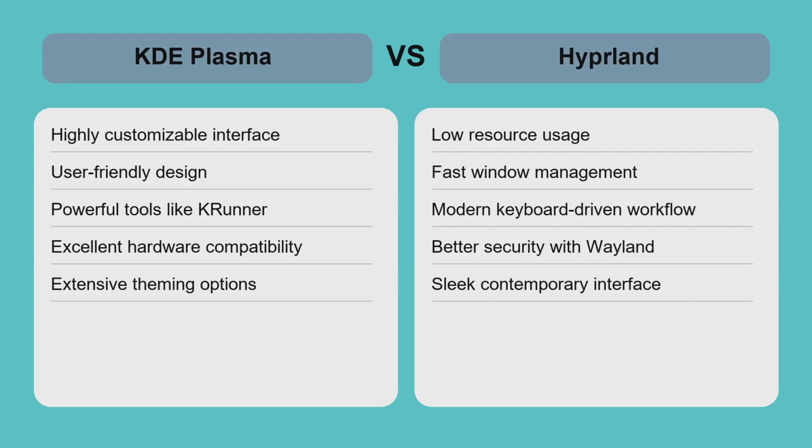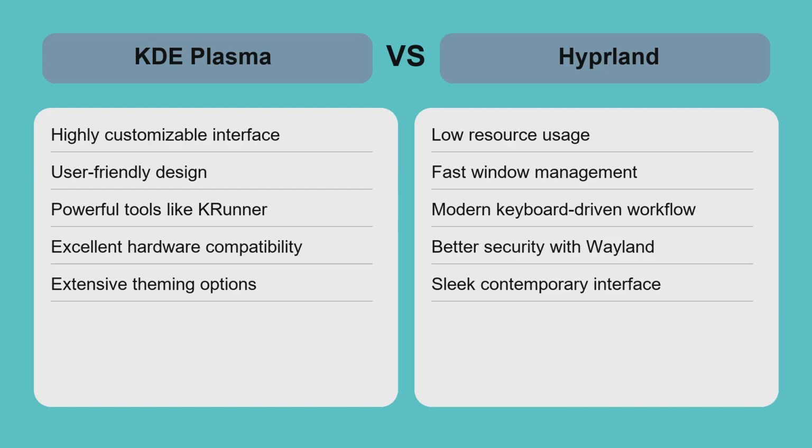KDE Plasma and Hyprland serve different user priorities. Plasma excels in providing a polished, full desktop experience with extensive graphical tools, ideal for users who want customization without deep configuration. It fits well for daily use, multimedia, and multitasking with a familiar interface. Hyprland shines in performance and workflow efficiency, perfect for users comfortable with command line tweaks and keyboard navigation. It reduces distractions by focusing on window tiling and minimalism, but requires more setup time.